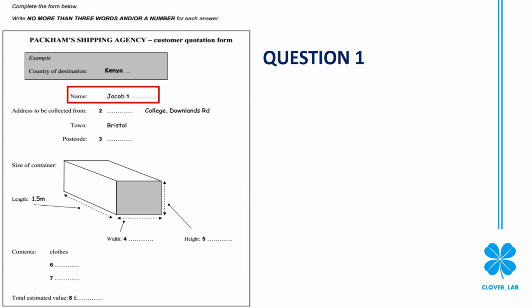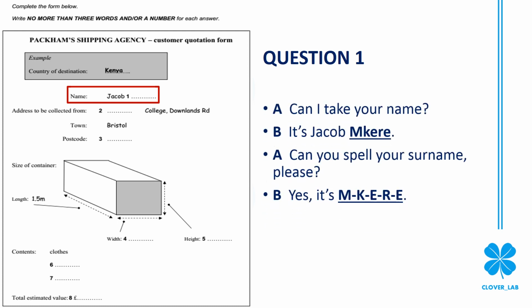Okay, let's see what we've got. We need to spell the name correctly for the first question, right? And the right spelling here is... okay, look at the script. The name is Jacob Mkere. So it's spelled M-K-E-R-E. I hope you got it right. Okay, let's move to question number 2.